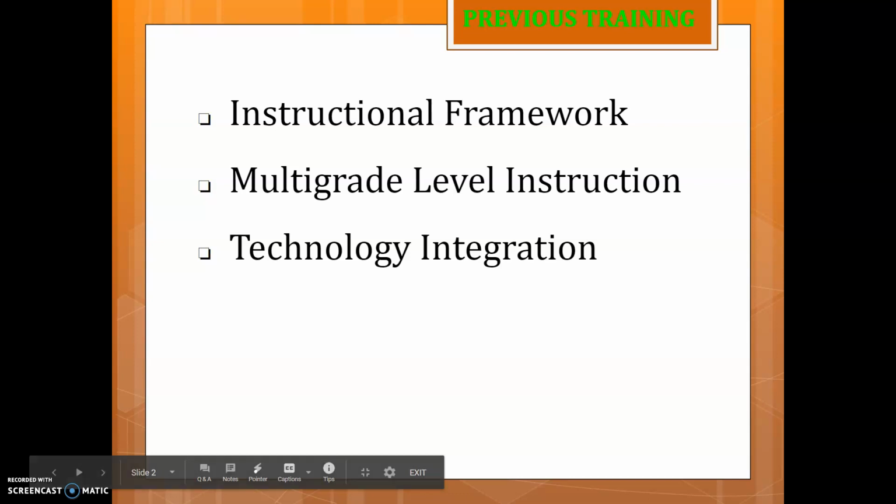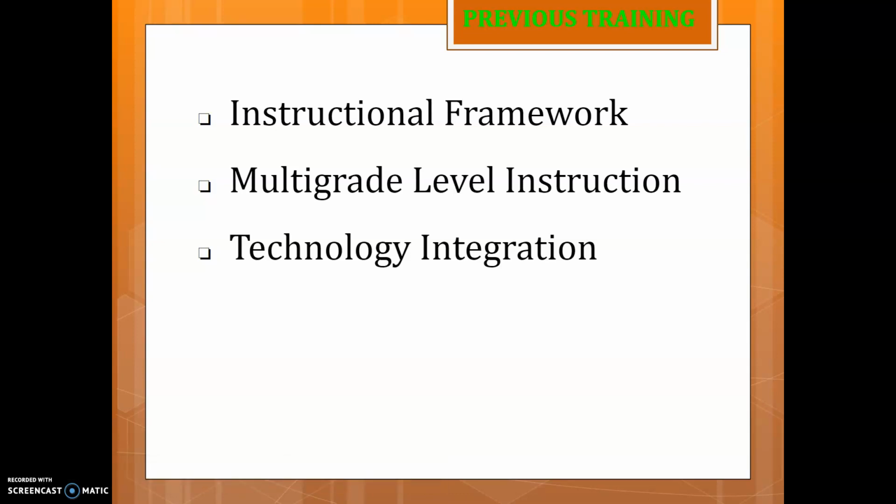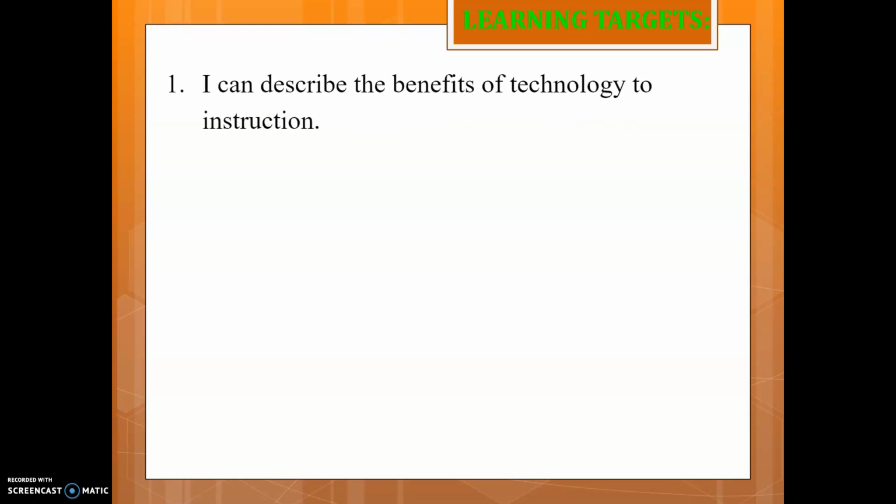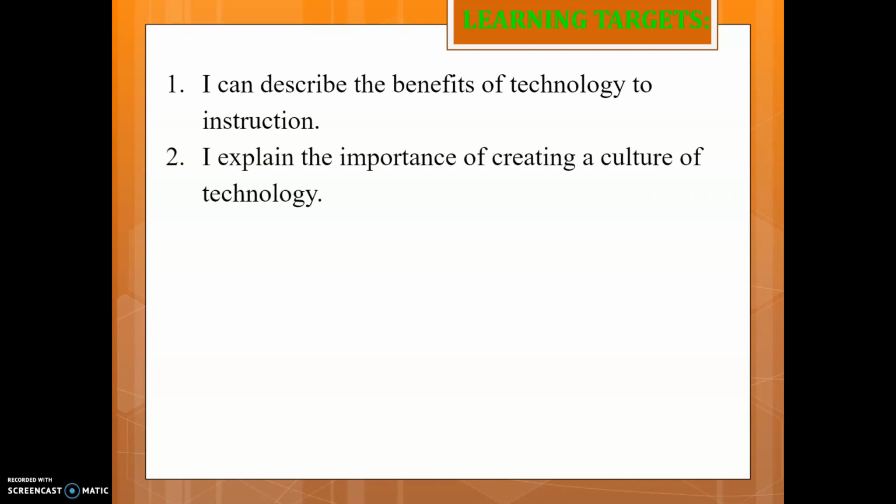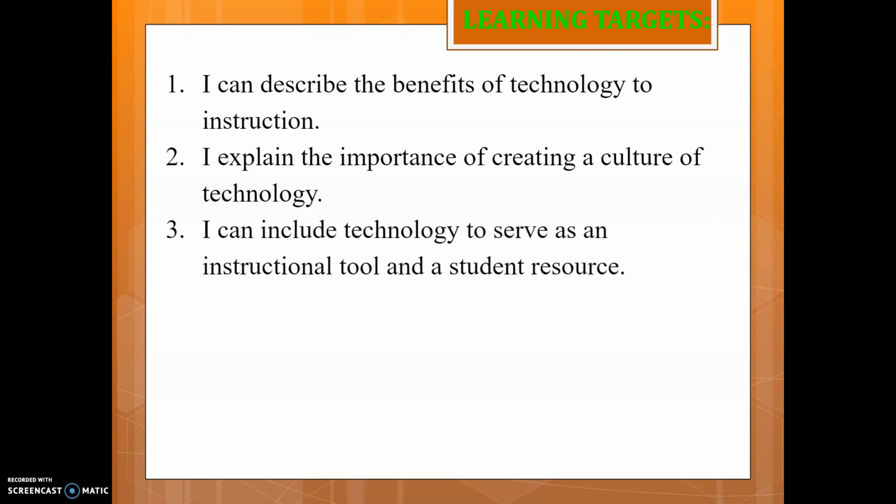There were three sessions total that were shared with you at the last training session. One was over the instructional framework, another was over multi-grade level instruction, and of course the third was over technology integration. The learning targets that we really wanted you to walk away with were, number one, to describe the benefits of technology to your instruction. Number two, to explain the importance of creating a culture of technology, including the usage by students and by teachers.